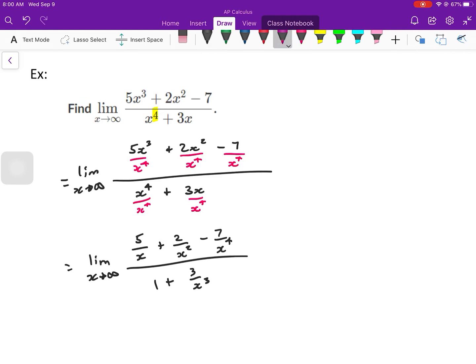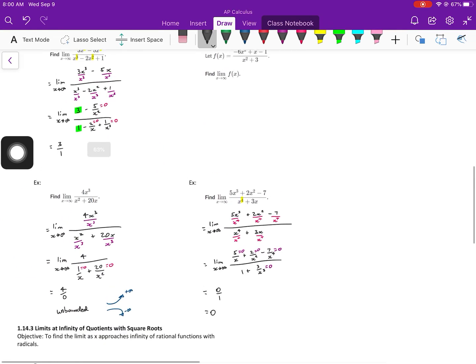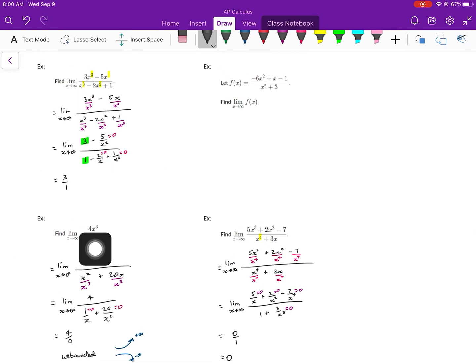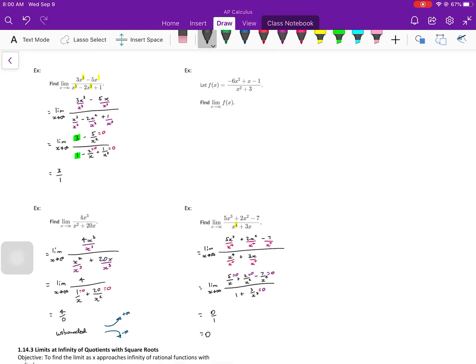Okay, so this is going to go to 0 here, this one will go to 0, this one will go to 0, and this will go to 0. So what we end up with here is 0 over 1, which is 0. So that's the case of 0. Notice the power on top is less than the power on the bottom. Notice we got a number when the powers were the same, and then here we got unbounded when the power on the top was greater. Just something to think about as you go through those, if you're trying to find that pattern.